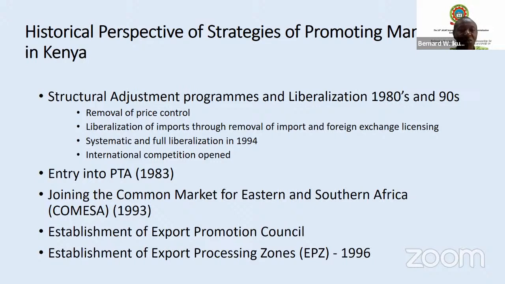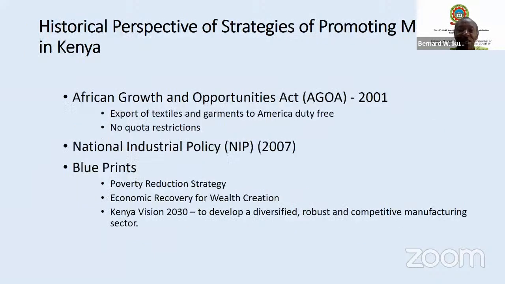Other interventions were entering into the Preferential Trade Area in 1983, joining the Common Market for Eastern and Southern Africa, that's COMESA, then establishment of the Export Promotion Council, and also EPZs in 1996, and they are still running. In 2001, there was the AGOA initiative, whereby developing countries, actually African countries, could export textiles and garments to America duty-free, and this was to go up to 2016, 2017.